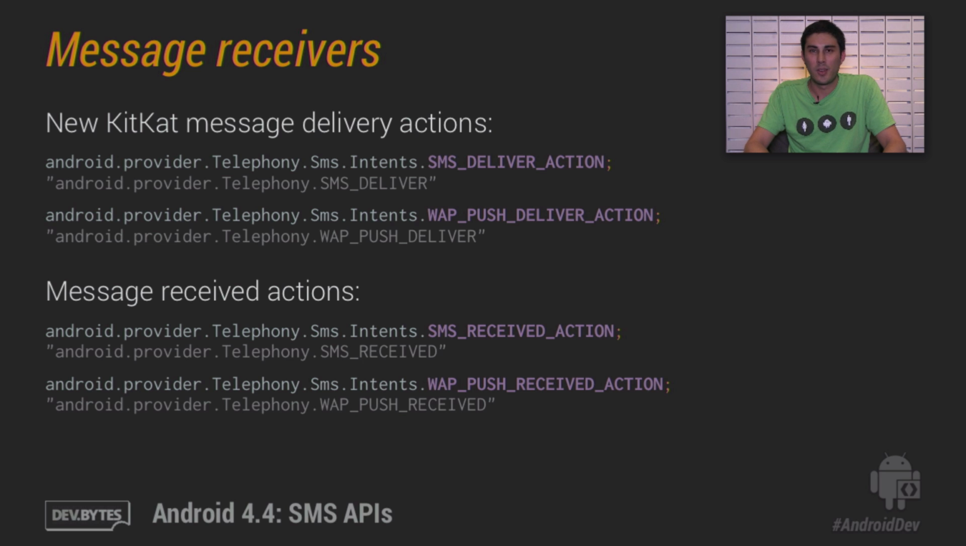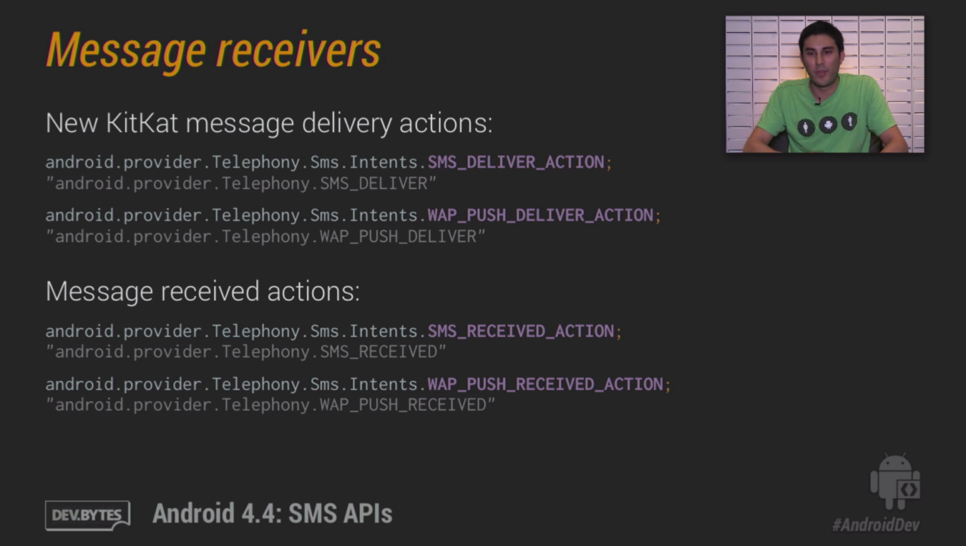So on the previous slides, you will have seen the two receivers we defined have two new KitKat delivery actions, SMS deliver action and WAP push deliver action. These only get delivered to the default SMS application. But in previous versions of Android, there was actually a private API that allowed you to also receive these SMSs. These actions were SMS received action and WAP push received action. And these still exist in KitKat and are actually now public. And applications can still listen to them as they did before.